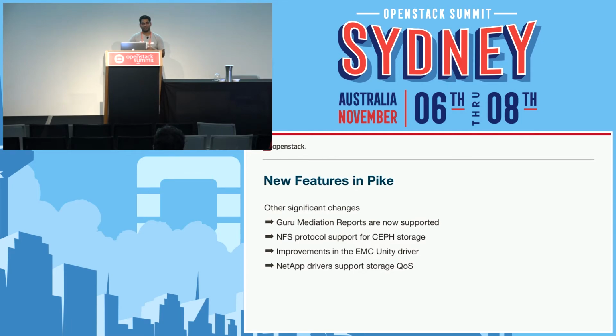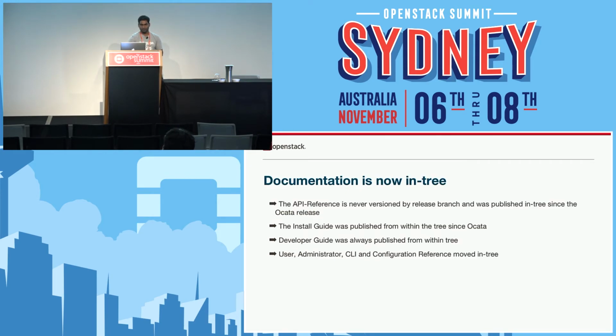The Ceph storage backend now has an NFS gateway that can be configured in front of it, and so you can use CIFS over NFS if that's what you want to do. And there have been improvements in the EMC Unity driver, a lot of improvements. I could not collate all of them. And the NetApp drivers as well, they now support storage QoS in this release.